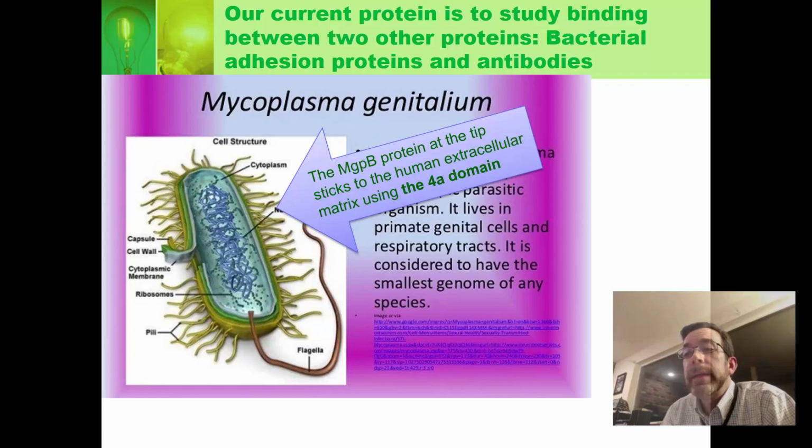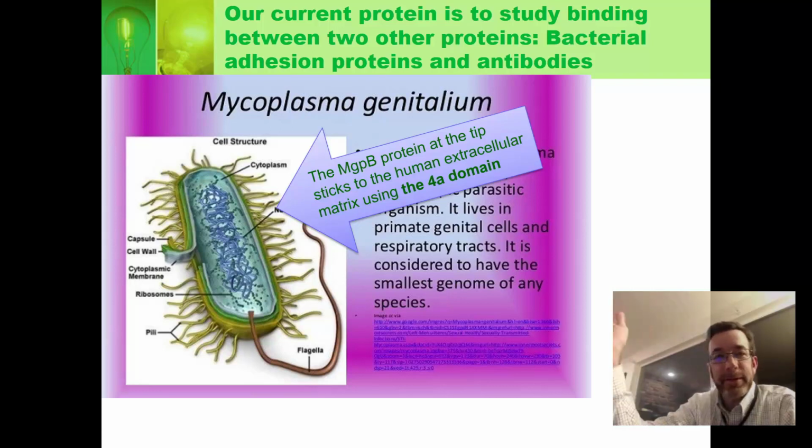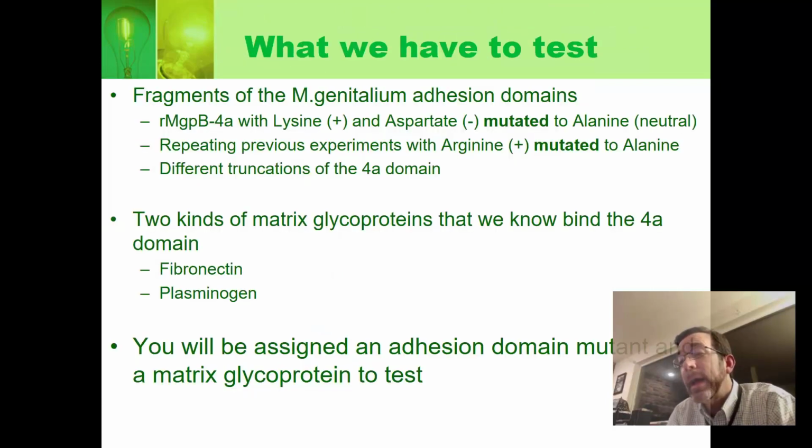It's called the MGPB protein, and it's at the tip of these little things that are sticking off, waving off of the thing. It's a particular domain within the MGPB protein called the 4A domain. So we're going to call it the 4A domain. And it sticks to human extracellular matrix, which has a lot of different components in it, but we have identified which of those components it appears to bind.